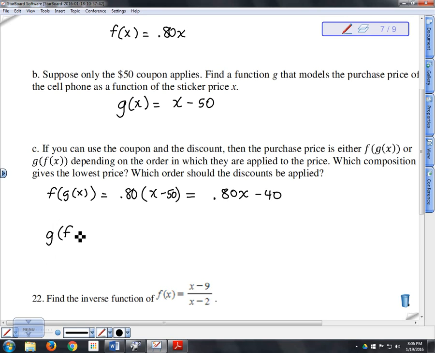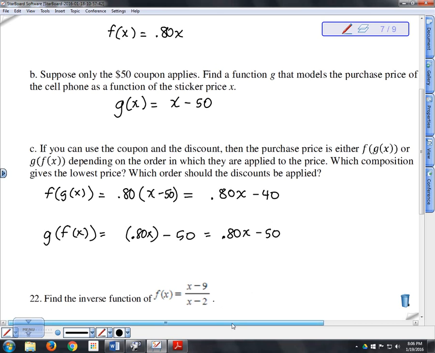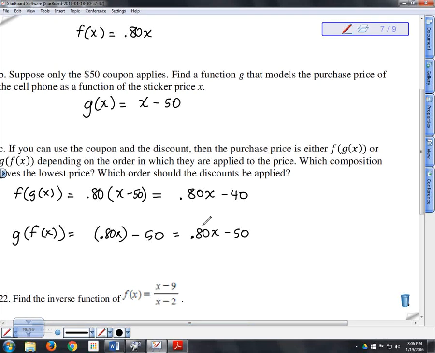G of f of x, now the f function is going inside of the g function. So the g function has x minus 50, so that's parenthesis minus 50. And then the parenthesis gets filled in with the f function, which is 0.80x, and that equals 0.80x minus 50. So with this one you pay 80% of the purchase price, and then you subtract $50. Both compositions have the customer paying 80% of the purchase price, but with g of f of x, you're subtracting more off at the end, $50 off rather than $40 off. So this is the better deal.